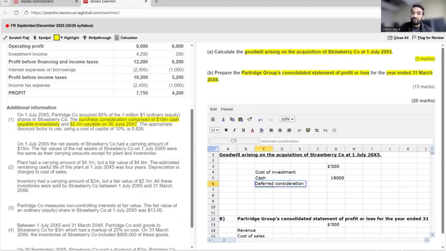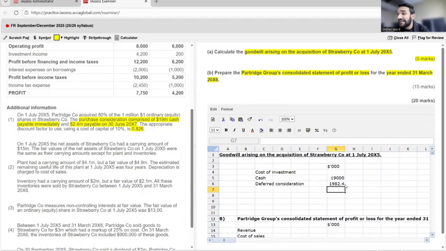So the future cash flow is 2.4 million, which is 2400, right? Multiplied by what is the discount rate? Although they have already given the discount factor as well. They have already given the discount factor. You can directly multiply by the discount factor, right? 0.826.